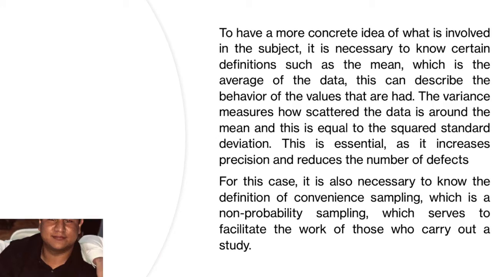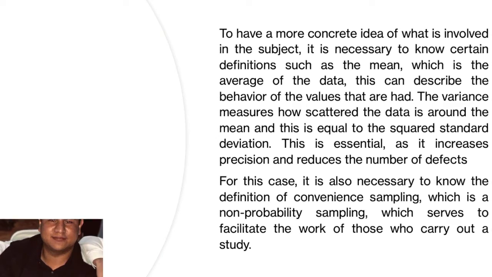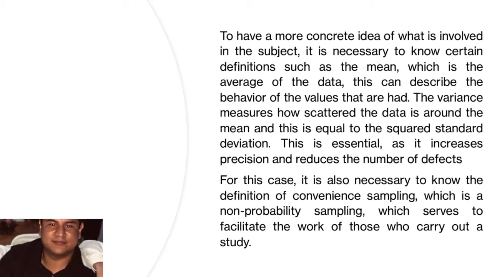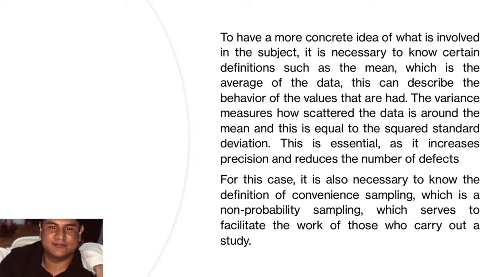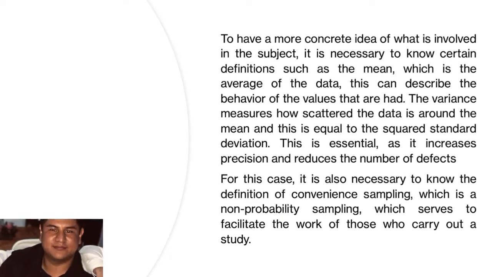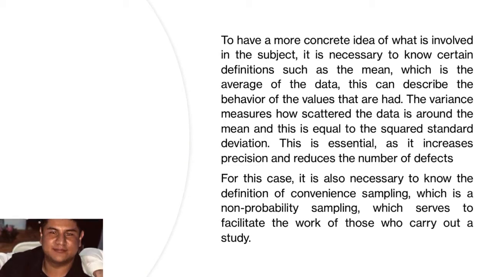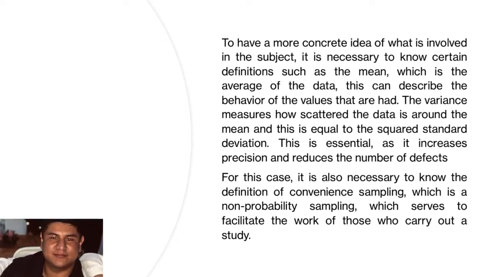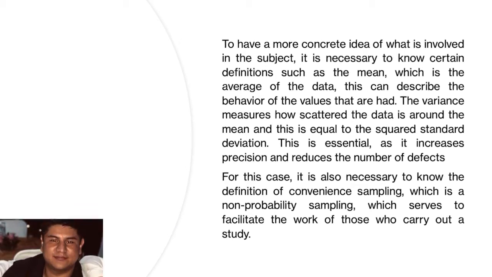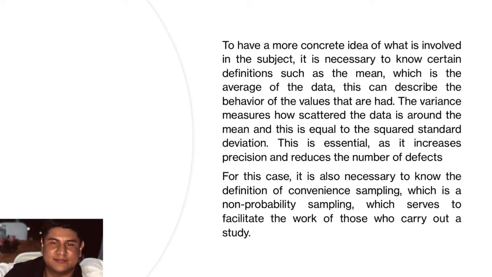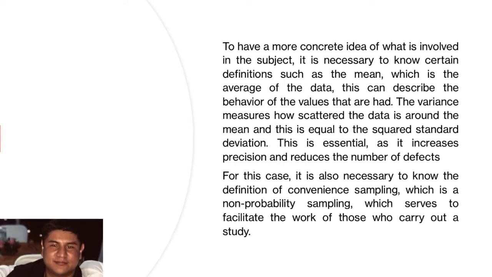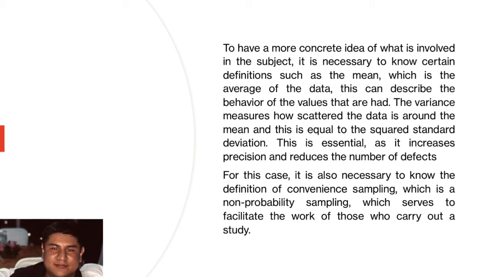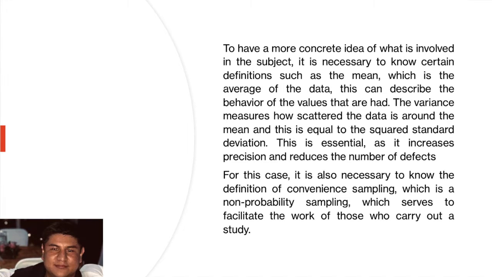To have a more concrete idea of what is involved in the subject, it is necessary to know certain definitions, such as the mean, which is the average of the data. This can describe the behavior of the values that we have. The variance measures how the data are squared around the mean, and this is equal to the squared standard deviation. This is essential as it increases precision and reduces the number of defects. For this case, it's also necessary to know the definition of convenience sampling, which is a non-probability sampling that serves to facilitate the work of those who carry out a study.